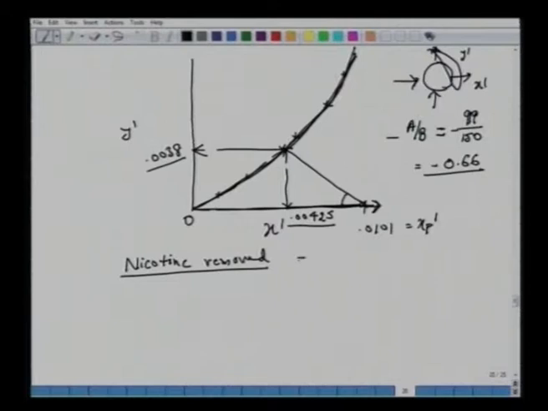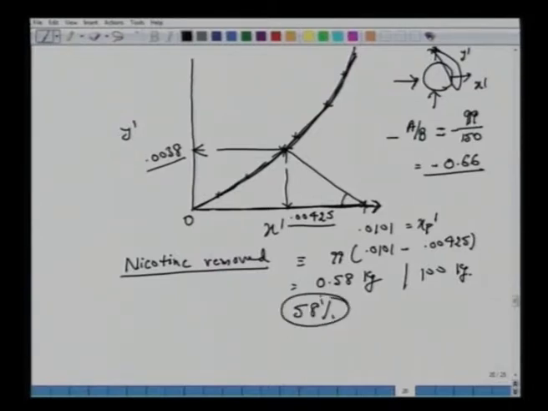Nicotine removed is 99 kg of feed, and we started with 0.0101 minus 0.00425. So we have 0.58 kg per 100 kg. All right, so we can say that we have removed 58% of nicotine. Keep this number in mind.